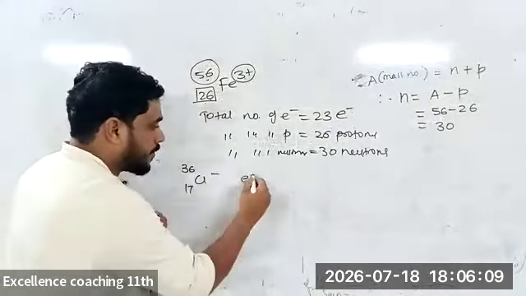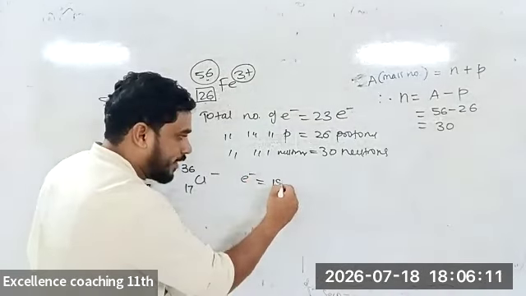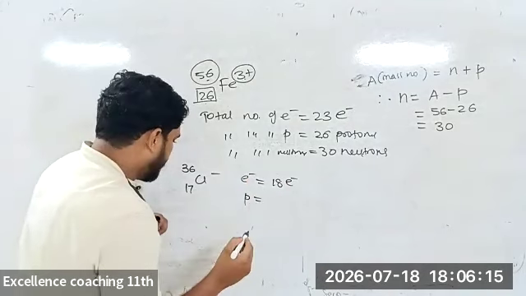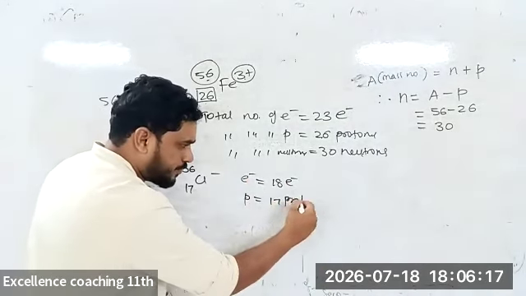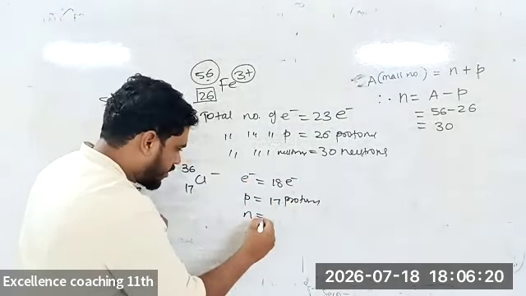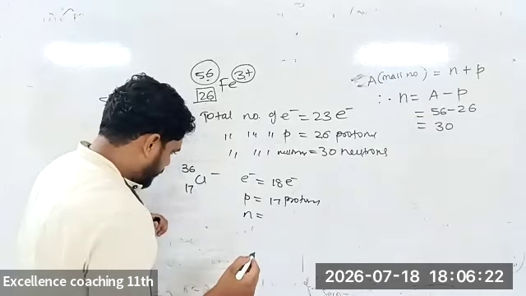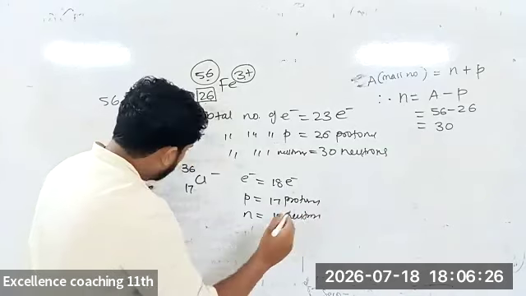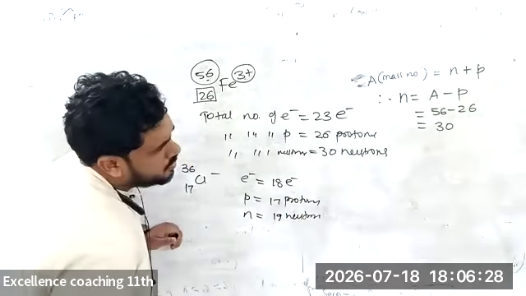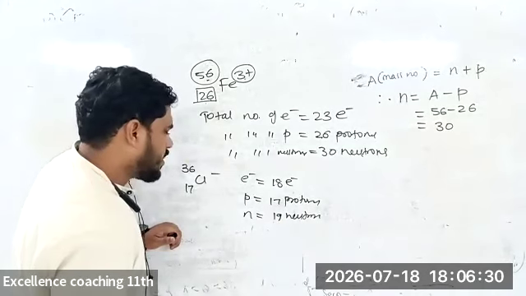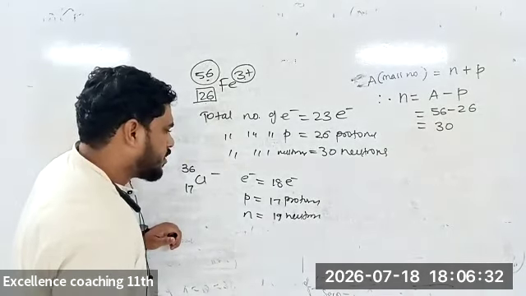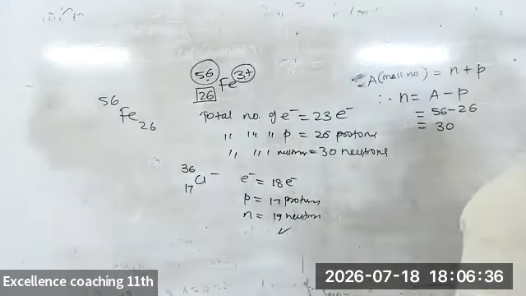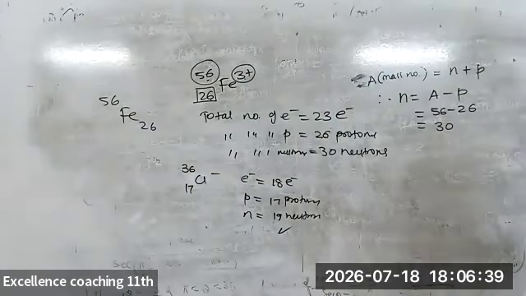Check the electrons here. Is it 18? 18 electrons. Protons, it will be 17 protons. And neutrons, it will be 36 minus 17, so 19 neutrons. Correct? Understood? These are also some questions which are asked.